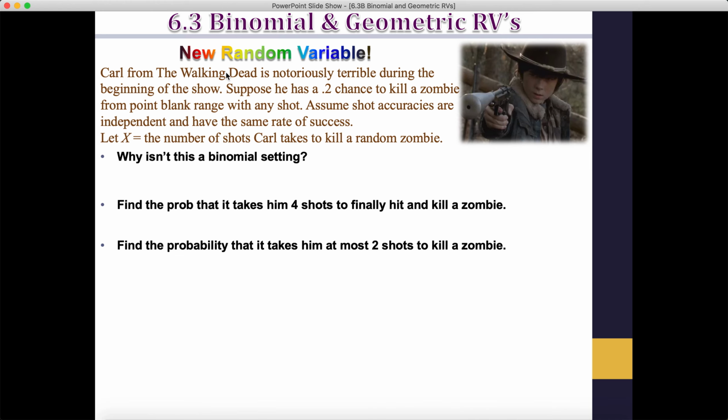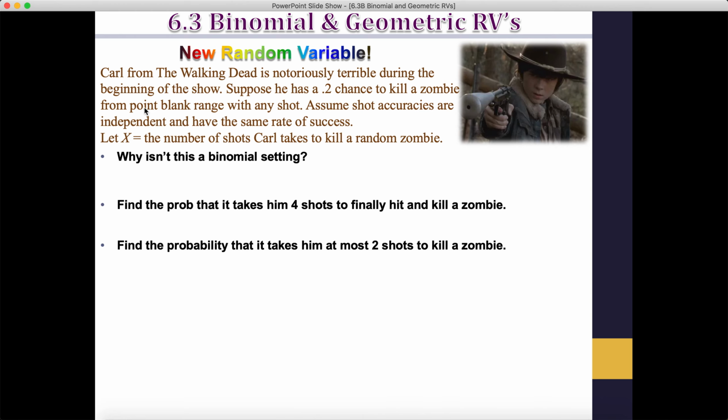Carl from The Walking Dead, at least he was notoriously terrible during the beginning of the show. Suppose he has a 0.2 chance to kill a zombie from point-blank range with any shot. Assume that shot accuracies are independent and have the same rate of success. So let's say he doesn't learn from his mistakes. If he misses, he doesn't calibrate his accuracy. He's just got a 20% chance every time.